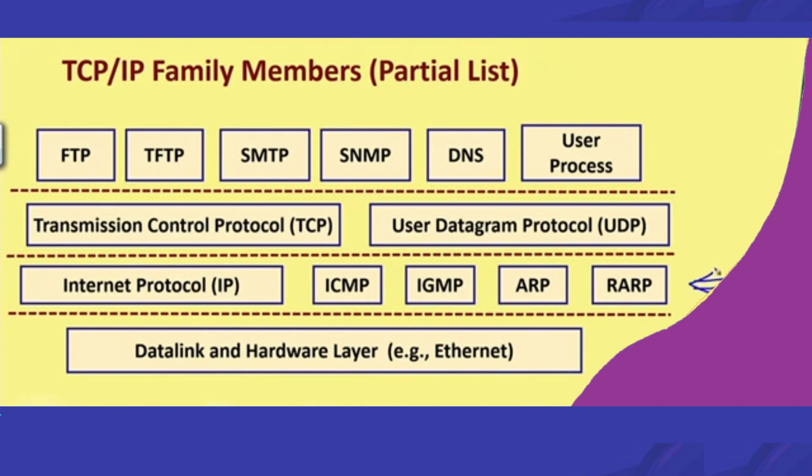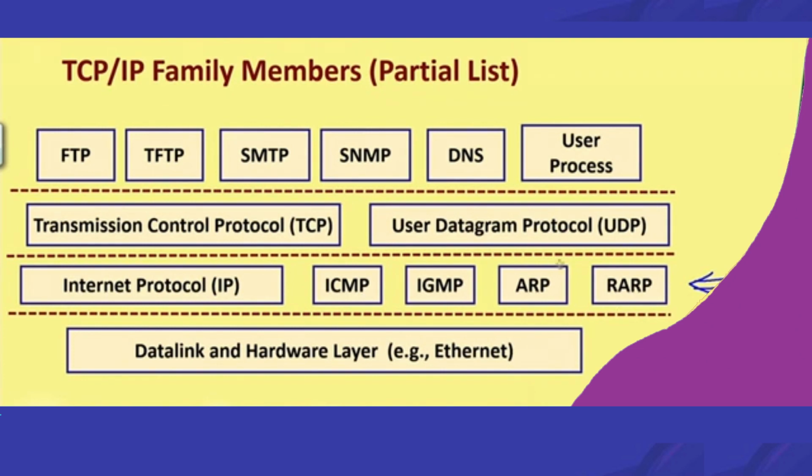Now at the network layer, the most important protocol is the internet protocol or IP. IP is the most important protocol that is responsible for routing of the packets. Now, in addition there are some other protocols, ICMP, IGMP, ARP, RARP. I will talk about these after this. They all work at the network layer level.